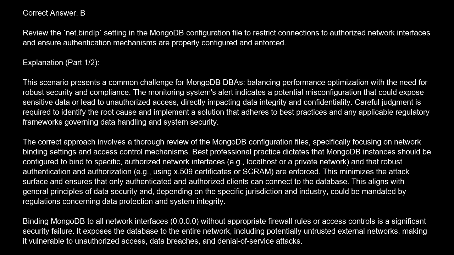The correct approach involves a thorough review of the MongoDB configuration files, specifically focusing on network binding settings and access control mechanisms. Best professional practice dictates that MongoDB instances should be configured to bind to specific authorized network interfaces, e.g., localhost or a private network, and that robust authentication and authorization, e.g., using X509 certificates or SCRAM, are enforced. This minimizes the attack surface and ensures that only authenticated and authorized clients can connect to the database.